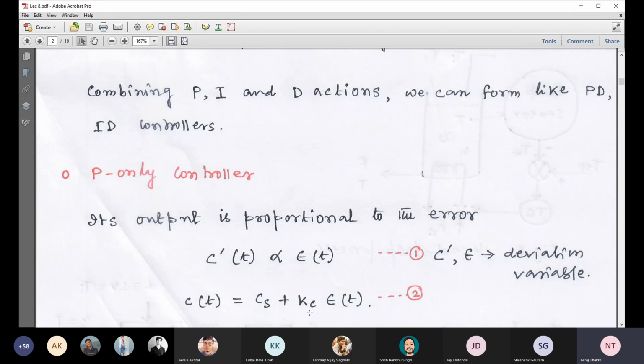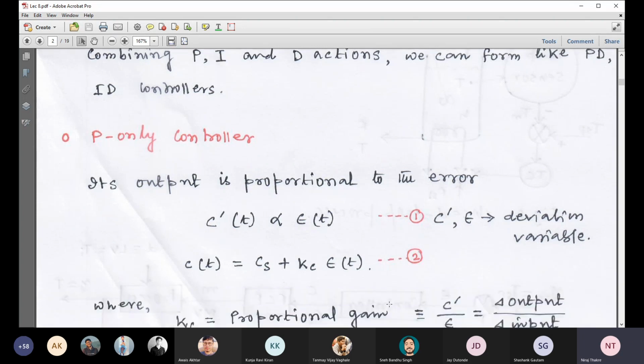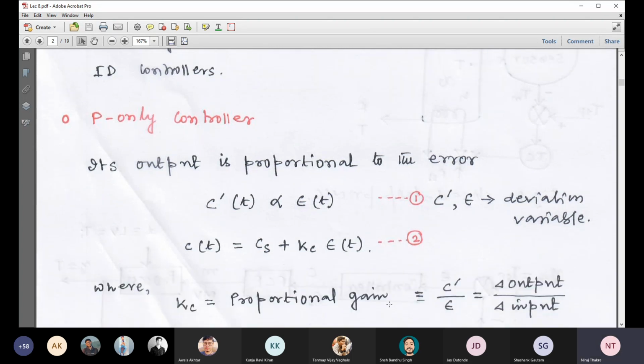Okay. Now you see there are two additional terms involved in equation 2. One is Cs, another one is Kc. Compared to equation 1, equation 2 involves two additional terms. One is Cs, another one is Kc.